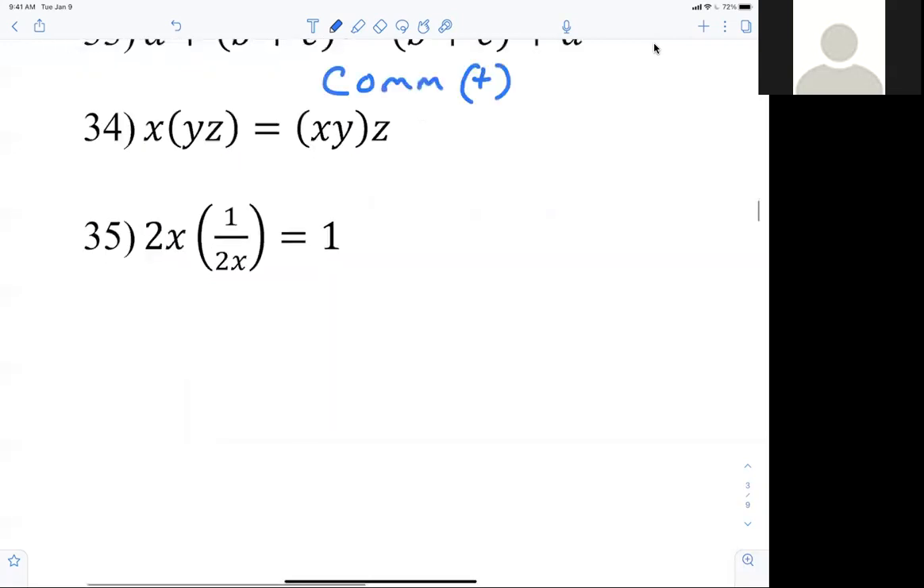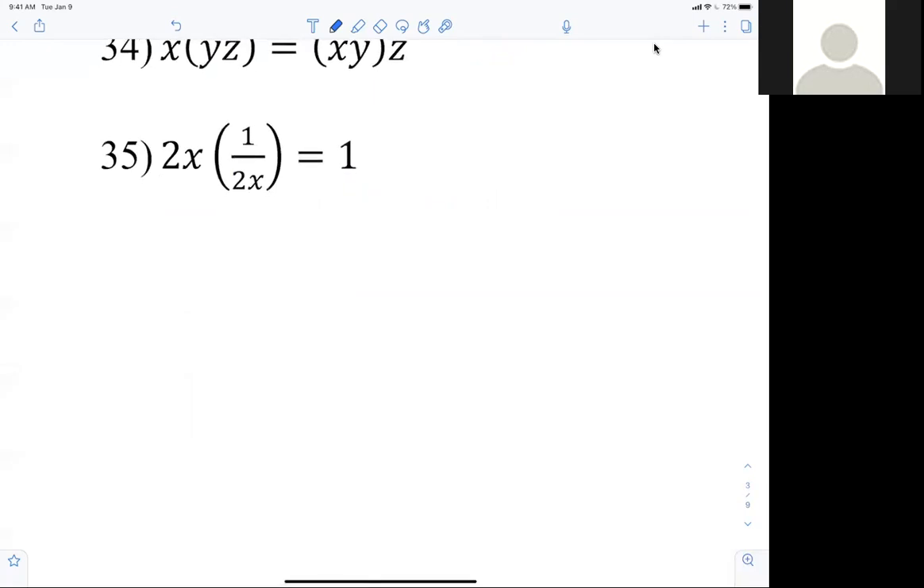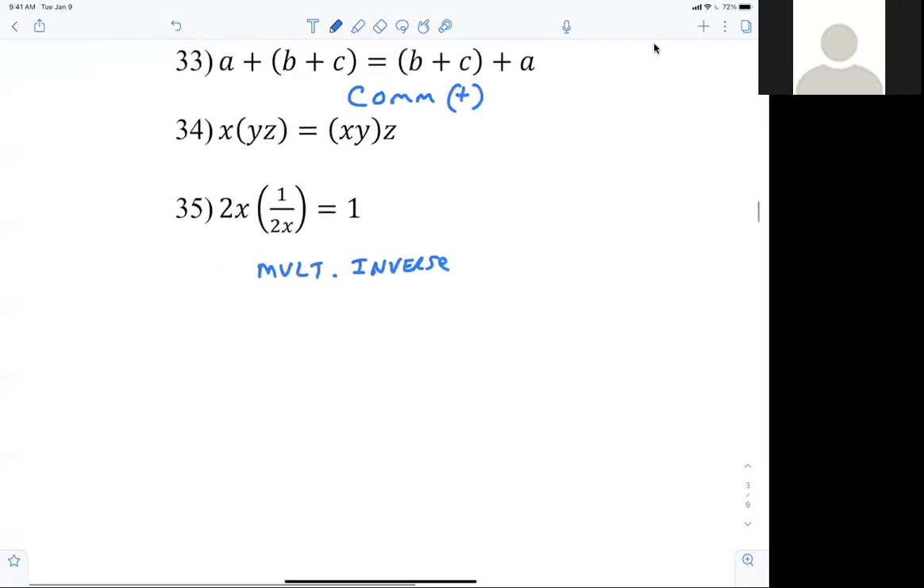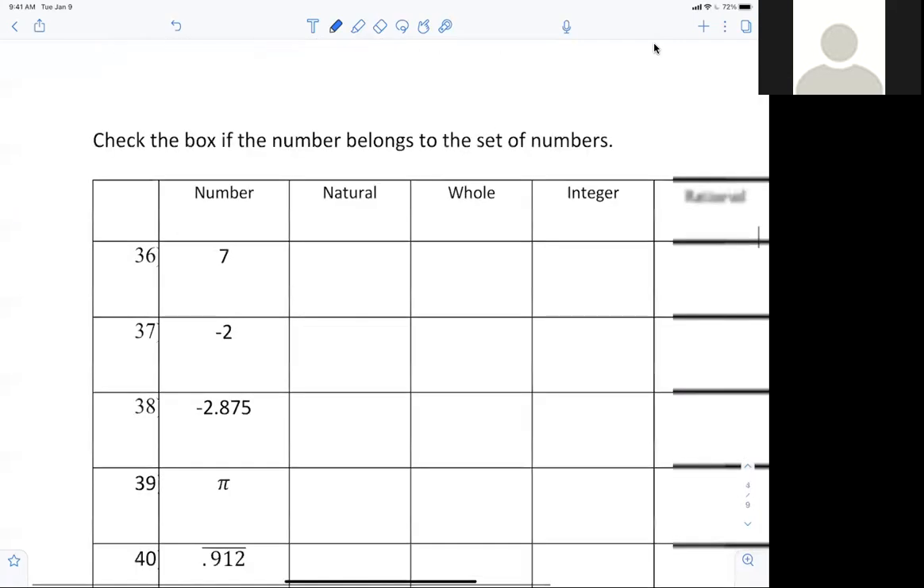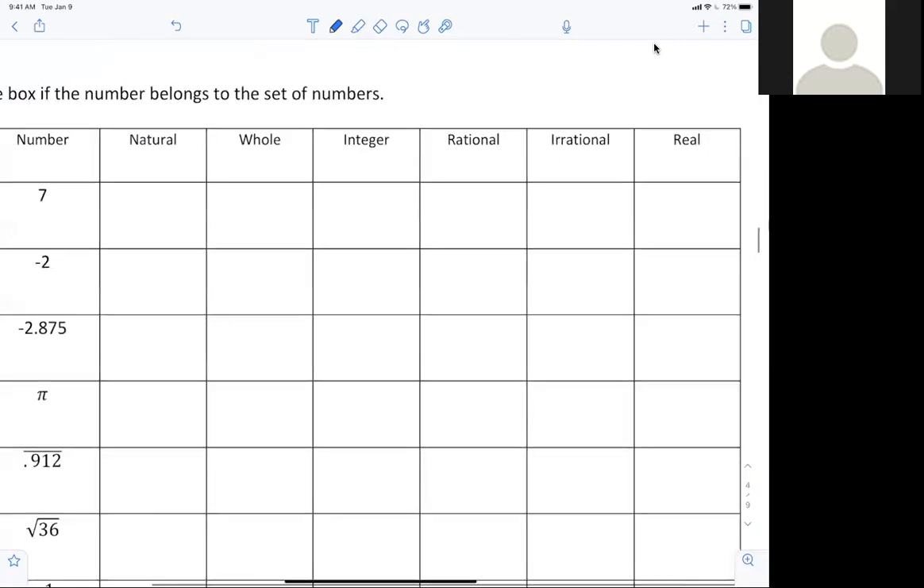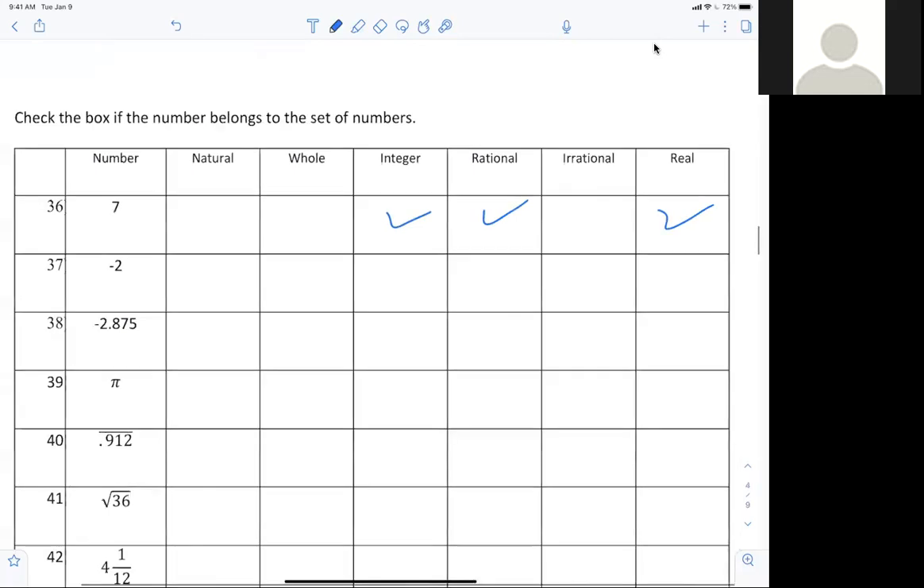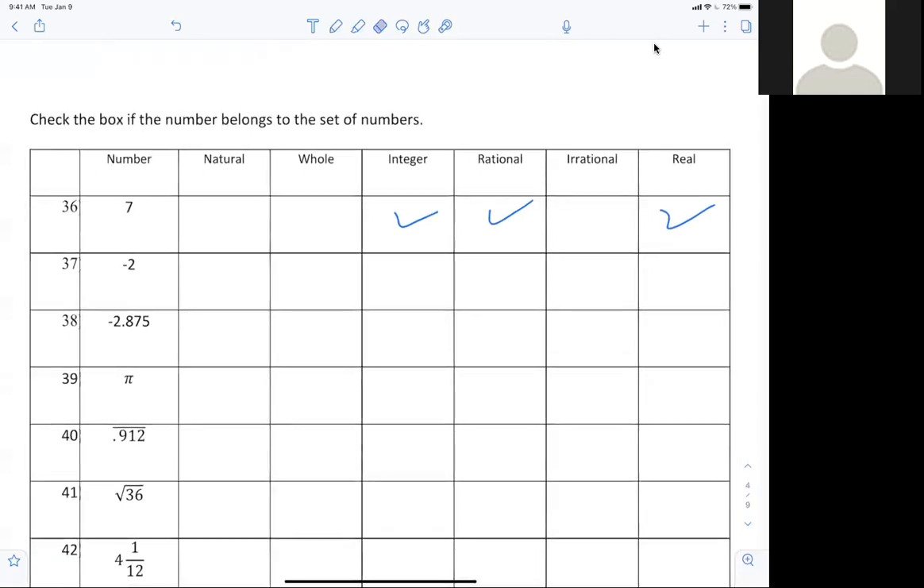All right, Molly, tell me about 35, kiddo. Wow, that was really good. Multiplicative inverse. Thank you, kiddo. All right, 37, Josh. 7 is a what? It's a real number, rational. Is it whole? Seven. Oh, you're right. That's my fault. Negative 2. Say it again, buddy. Real, rational. Thank you. That is correct.